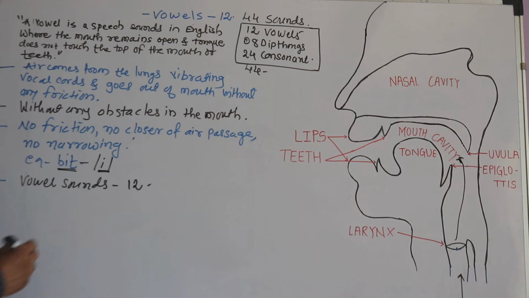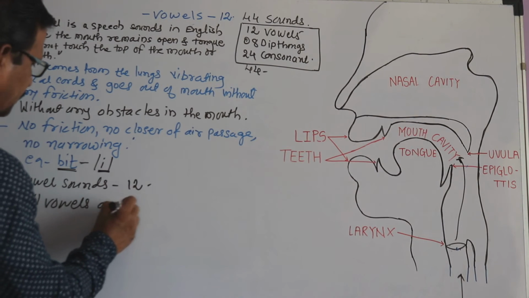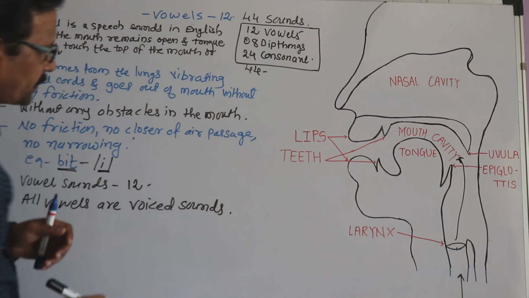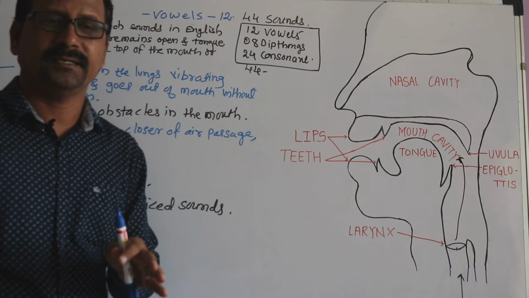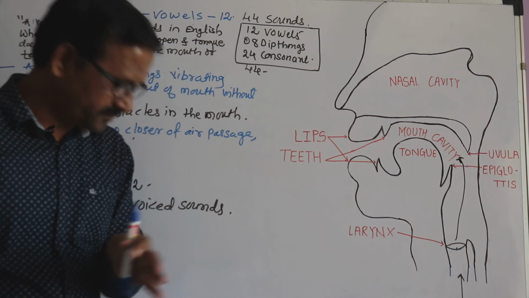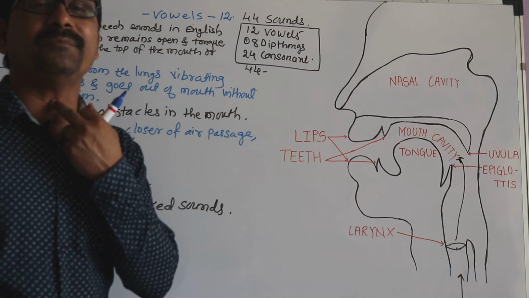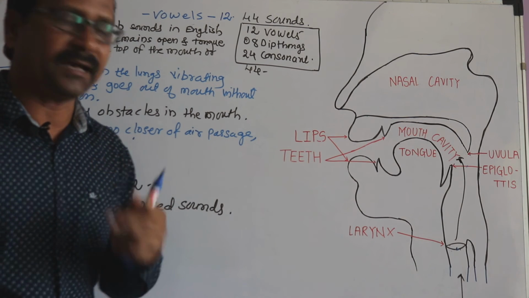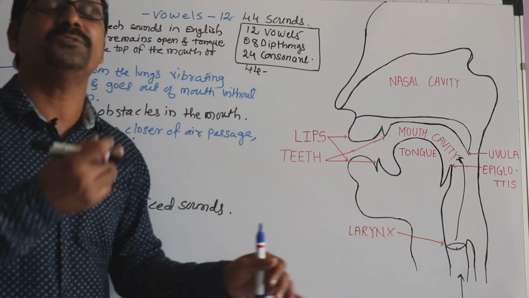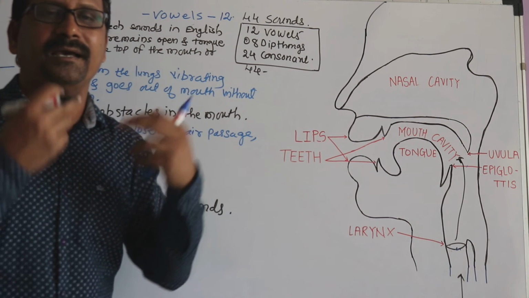We have 12 vowel sounds. All vowels are voiced sounds. As you know, we have 12 vowel sounds, and all vowel sounds are called voiced sounds. Voiced sound means that when the air comes from the lungs, every time it vibrates the vocal cord. It vibrates the larynx, the voice box, and then it comes into the mouth. And as it comes into the mouth, it goes out of the mouth, having some position in the mouth.